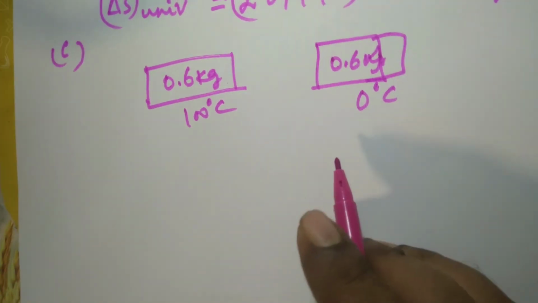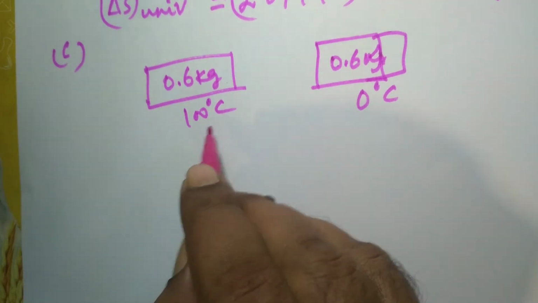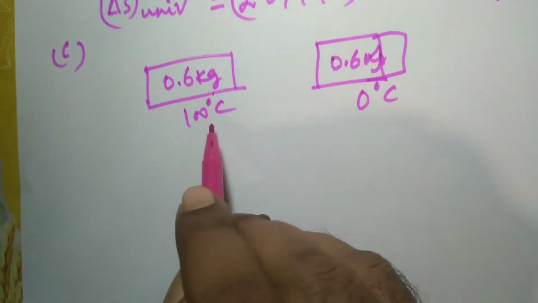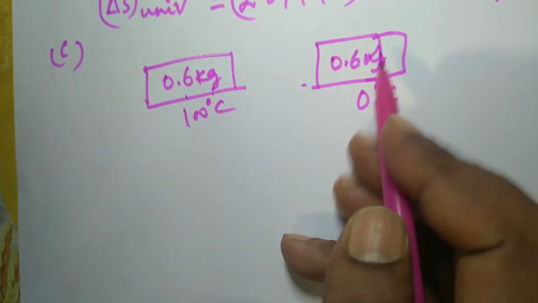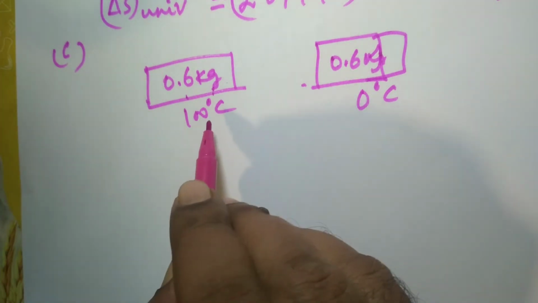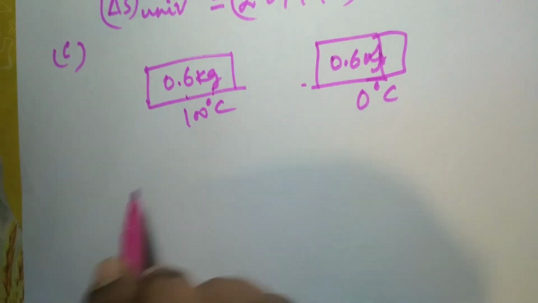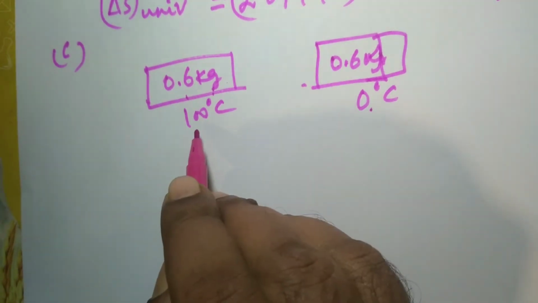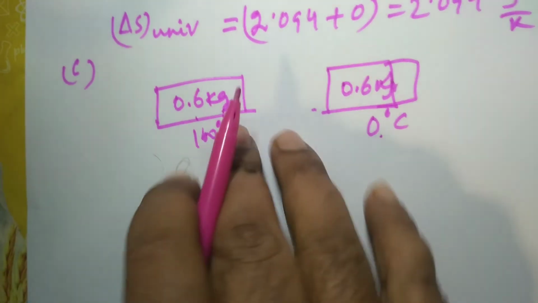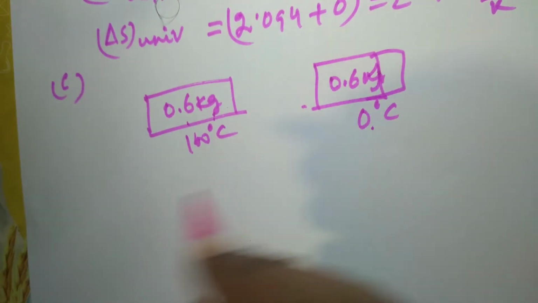When these two blocks come into contact with each other, one would lose some heat and the other would gain that heat. Heat lost by one block is equal to heat gained by the other block. The final equilibrium temperature will lie between these two temperatures, greater than 0 degrees Celsius and less than 100 degrees Celsius, because the mass and the specific heat or heat capacity remain the same for these two copper blocks.